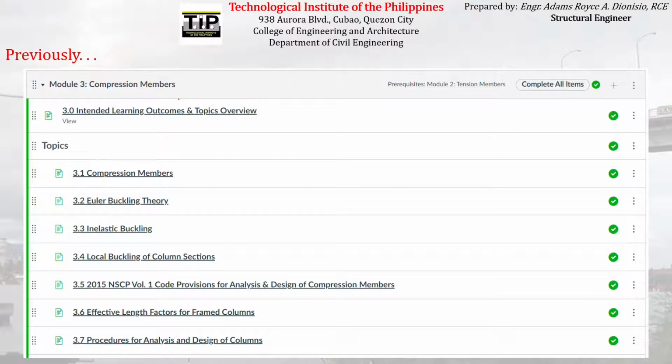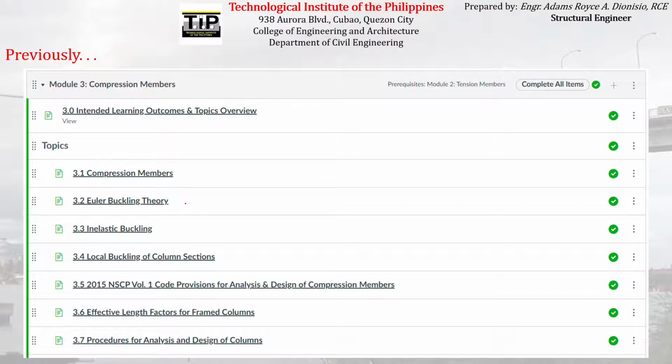Before I start the discussion for today, may I just recap what we have studied from our last meeting. Previously, we have learned about compression members. We have discussed Module 3, all about compression members. We have familiarized ourselves with compression members and the different places where we can find them.